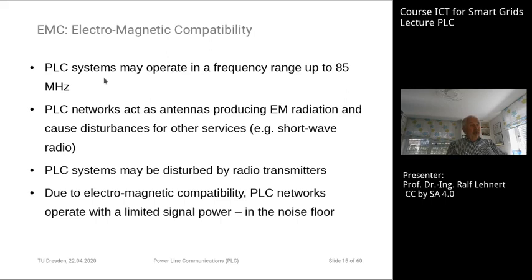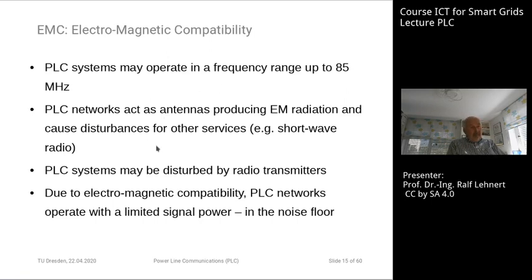Broadband PLC systems may operate up to 85 megahertz. So they cover a range from 2 to 85 megahertz eventually. And in between there are a number of commercial or private frequency bands. For instance, the radio amateurs have their reserved shortwave frequency bands. There are other public radio frequency bands in it. So we have to take care of this, and I will show you how to do this.